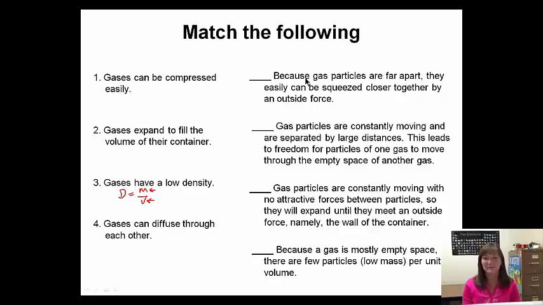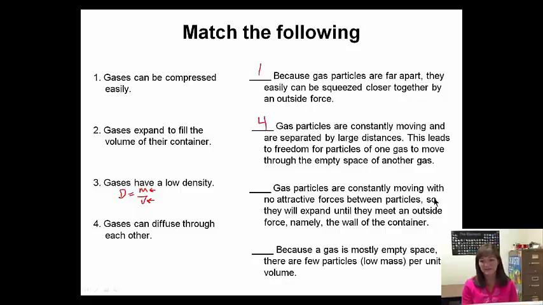So our first one, because gas particles are far apart, they can easily be squeezed close together by an outside force. So you can push down on the piston and squeeze the gas together. So that's going to be number 1. Gases can be compressed easily. The next one, gas particles are constantly moving and are separated by large distances. This leads to freedom for the particles of one gas to move through the empty space of another gas. So that would be number 4. Gases can diffuse through each other.